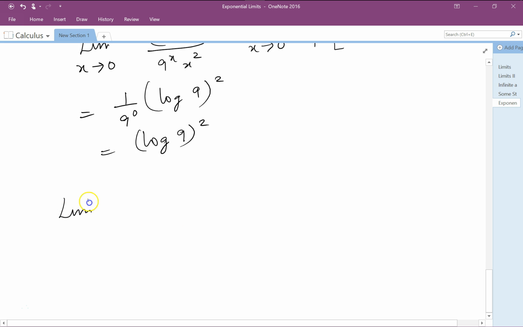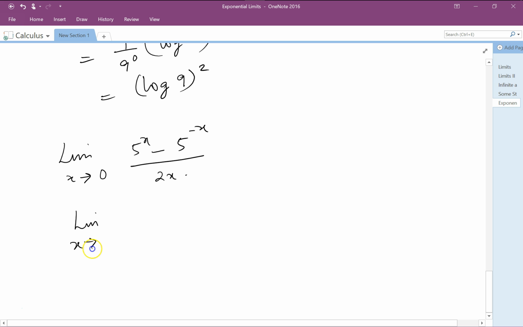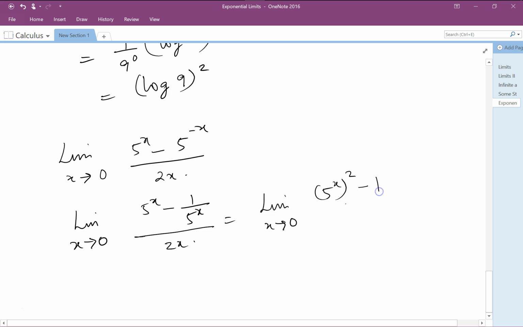Okay, last one. Limit as x approaches 0 of 5 to the power of x minus 5 to the power of minus x by 2x. So limit as x approaches 0, 5 to the power of x minus 1 by 5 to the power of x by 2x. Limit as x approaches 0, this becomes 5 to the power of x whole square minus 1 by 5 to the power of x, 2x.